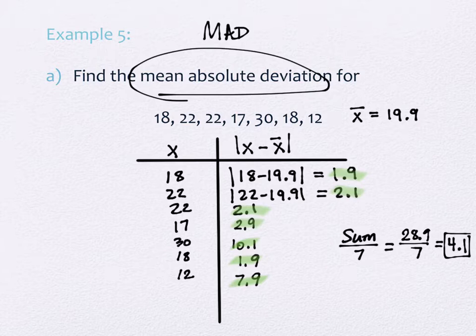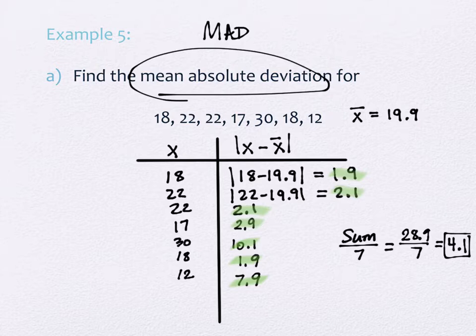So we found the average. We'd actually had it on a previous problem. It was 19.9 as our average value, the mean. And then we took the difference between that mean and each of our individual values, ignoring signs. We took the absolute values. We added all the absolute values and divided by 7.